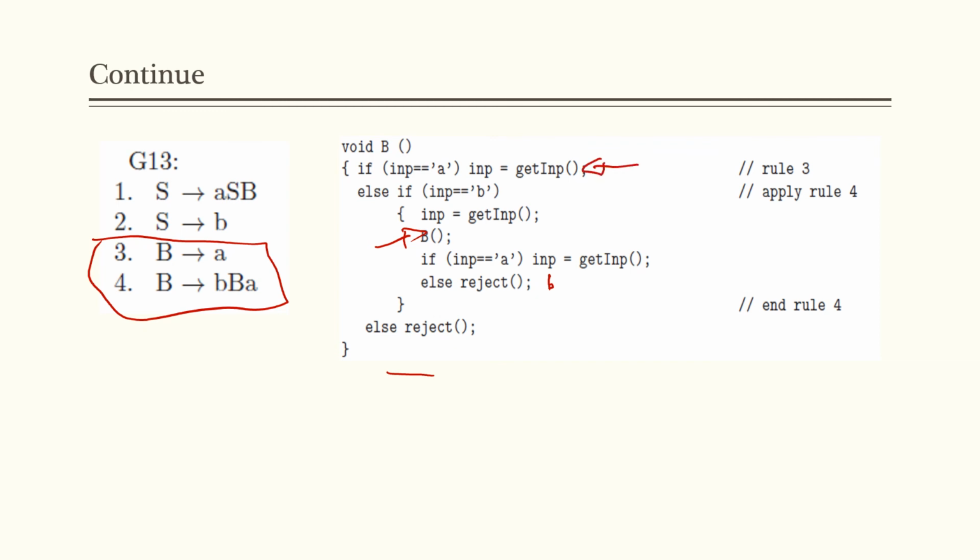Rule 3, because it only contains terminals, is quite simple. But if it is a mix of terminals and non-terminals, the code will be longer. But the code must be sequential, following the order of the right-hand side of the grammar. Okay, so this is how to write a recursive descent parser. Why is it called recursive? If you see the code here, in method B, they call another method B here. That means it can happen again and again and again. That is why it is called recursive.